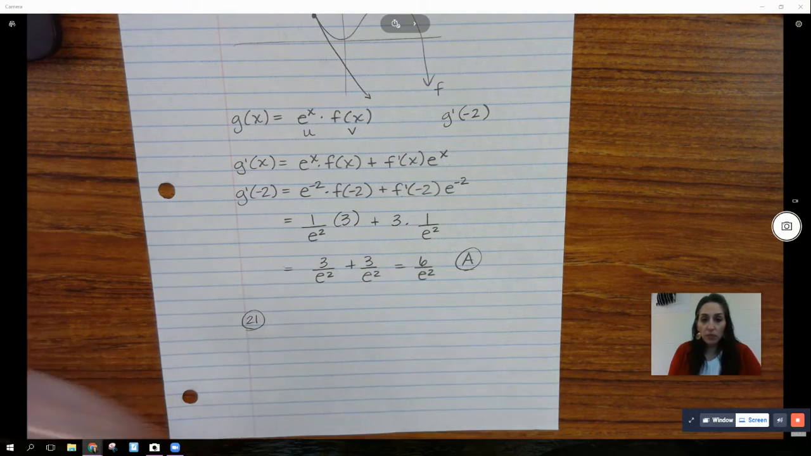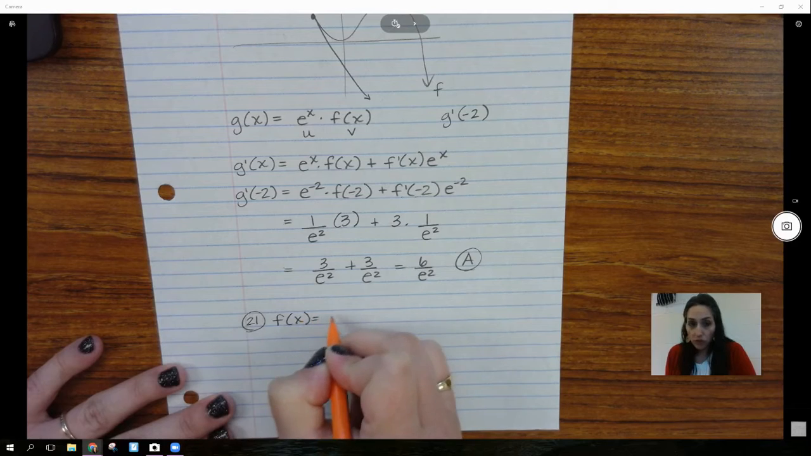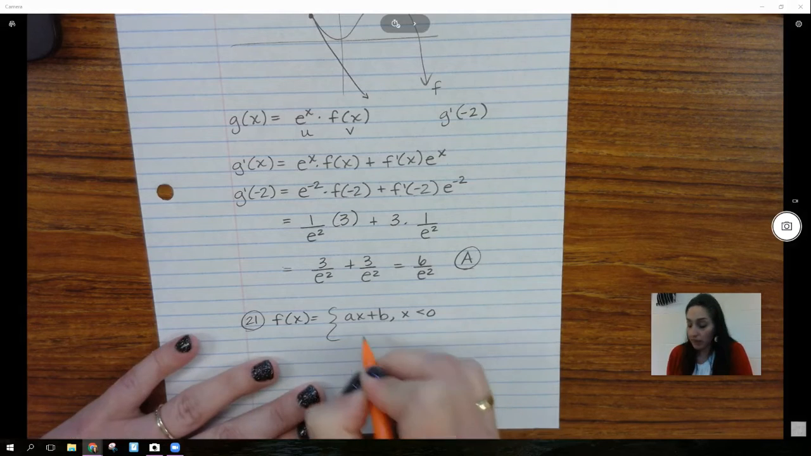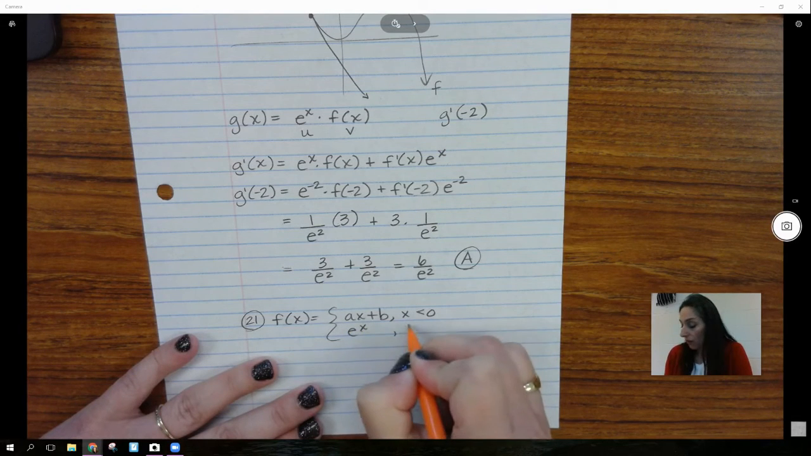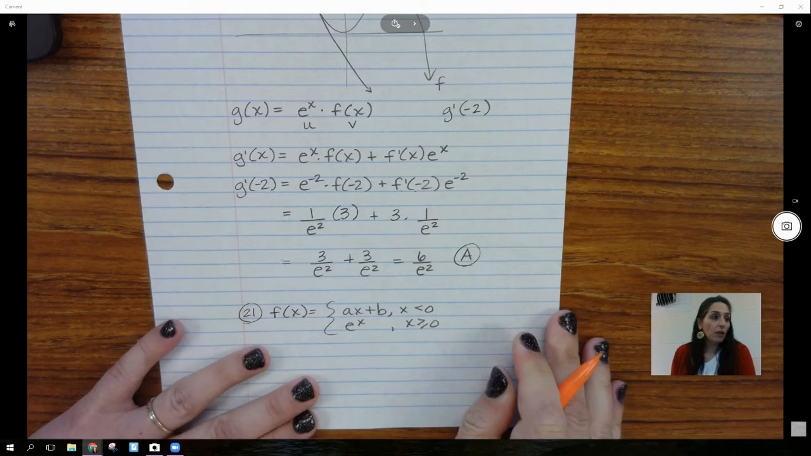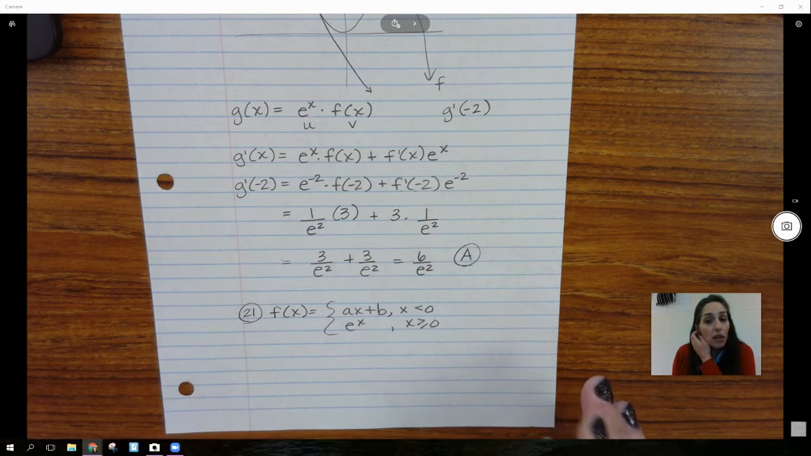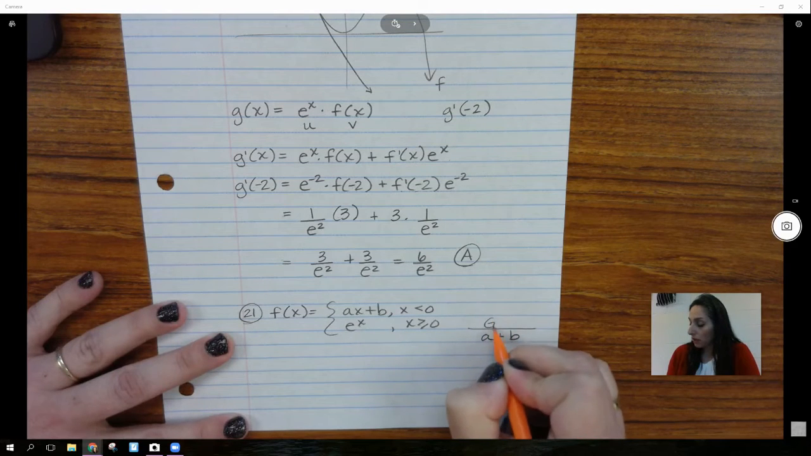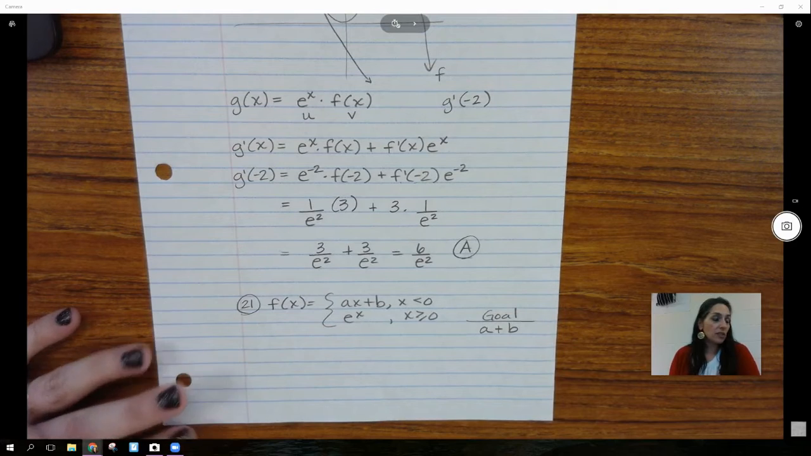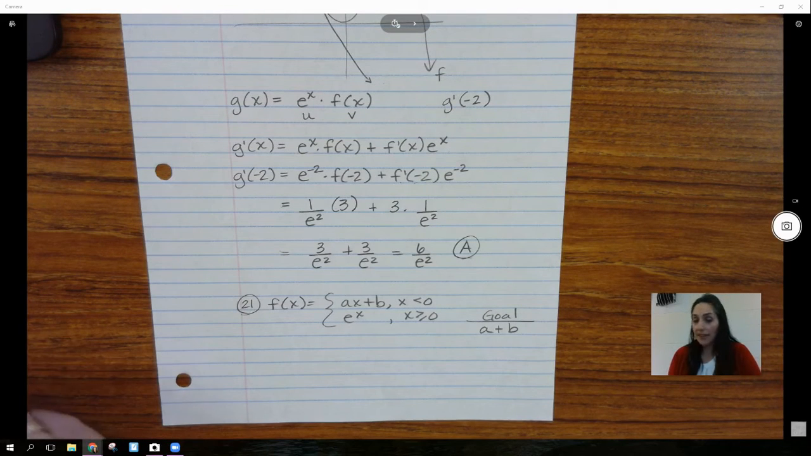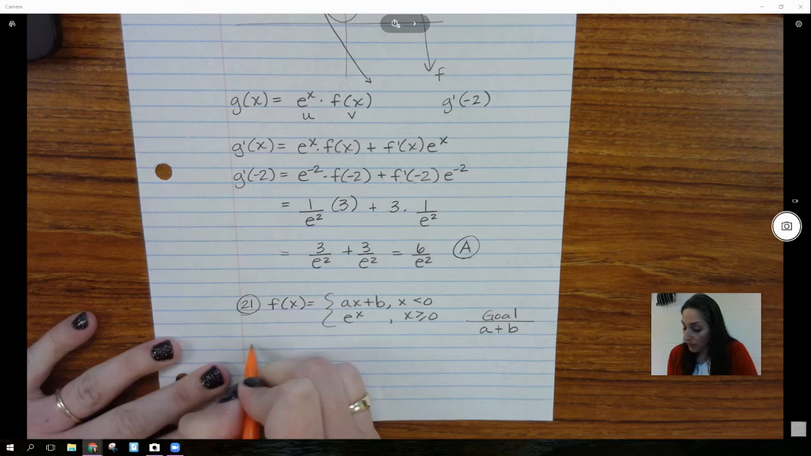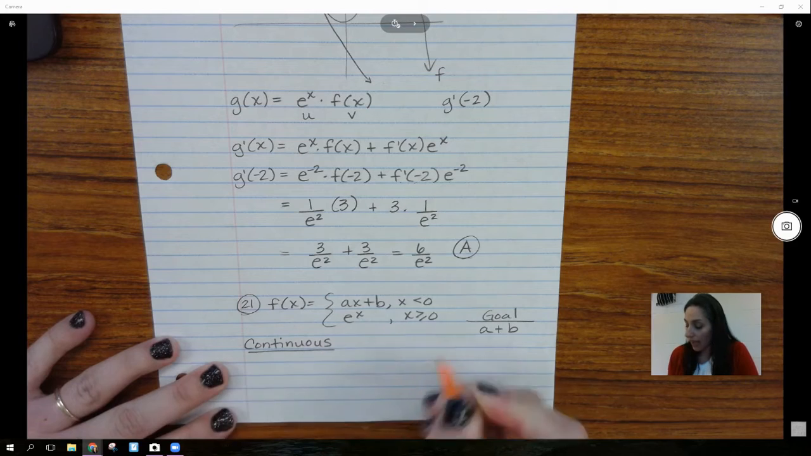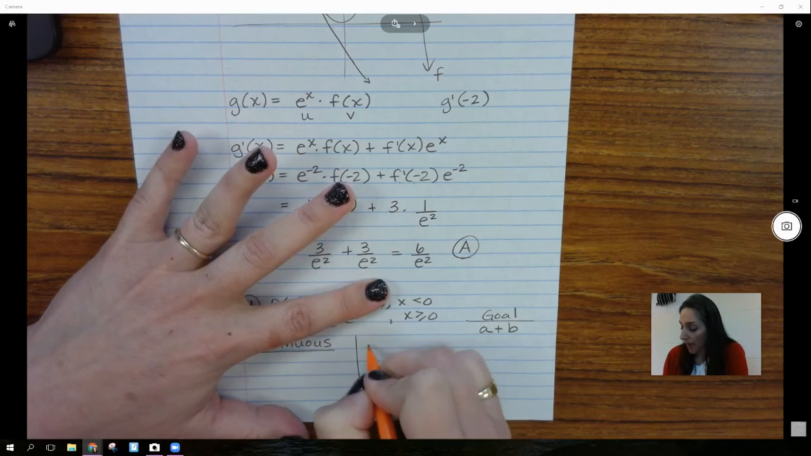Okay, so for number 21, you have a piecewise function. You have ax plus b for all x less than 0, and the other piece is e to the x for all x greater than or equal to 0. If f is differentiable, you're looking for a plus b. That's the goal. There are two things you need to do with piecewise functions when they say they're differentiable. If something is differentiable, then it is continuous and it also has matching derivatives.